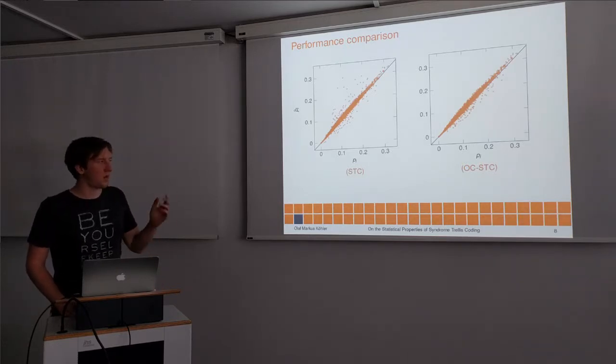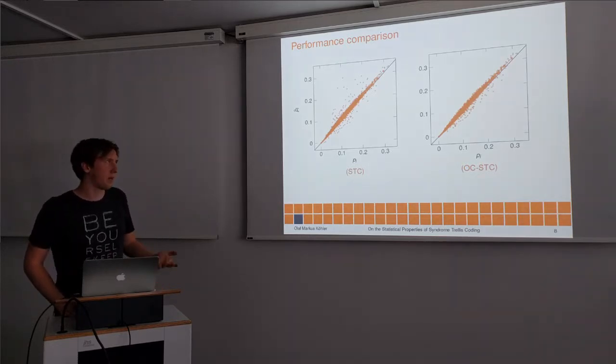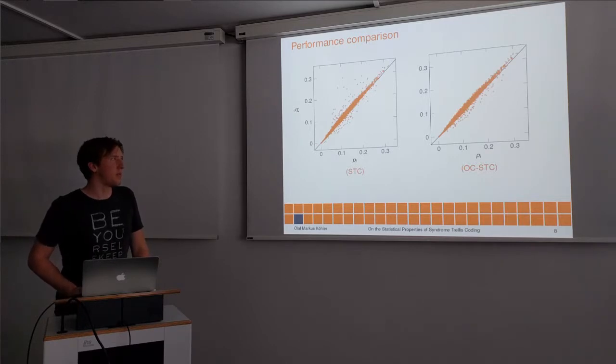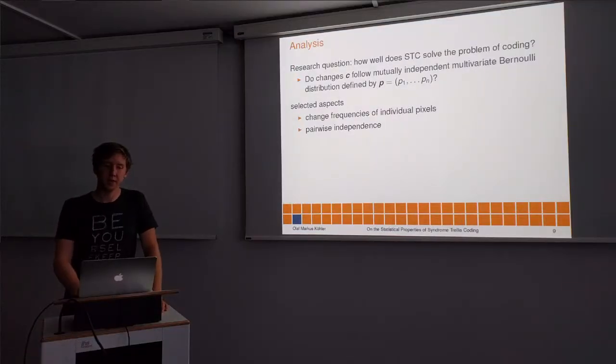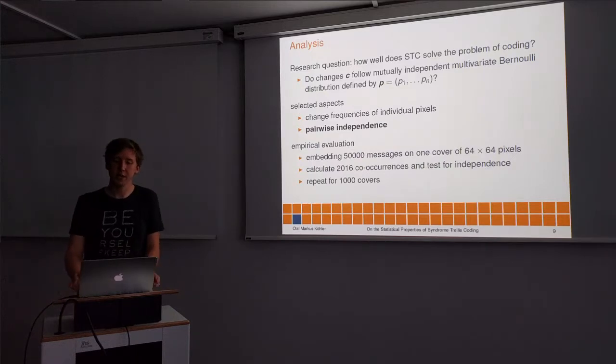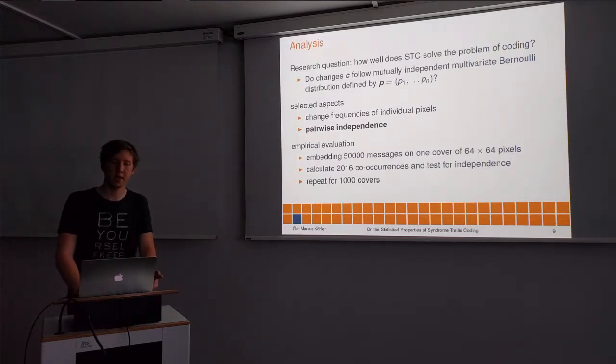Now, also with outlier-corrected simple Trellis coding, what we can see is that we were able to mitigate these outliers far above the main diagonal. Okay. So the second aspect I want to present to you is the pairwise independence, and for that again we embedded 50,000 messages in one cover of 64 by 64 pixels and calculated all the possible co-occurrences of pixel changes. Then we tested them for independence and repeated that for all the covers.